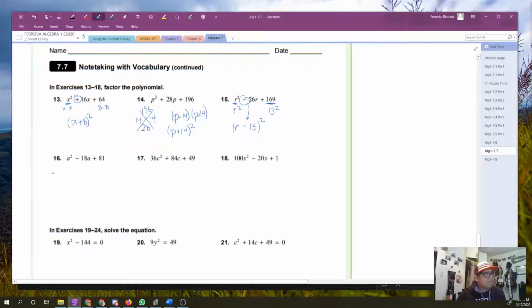Yeah, I said I would do this one with the x method, so I'll do this one with the x method. This is a little easier. It's definitely not a 196. 81, negative 18. Let's see, two numbers that multiply to make 81 and add to make 18.